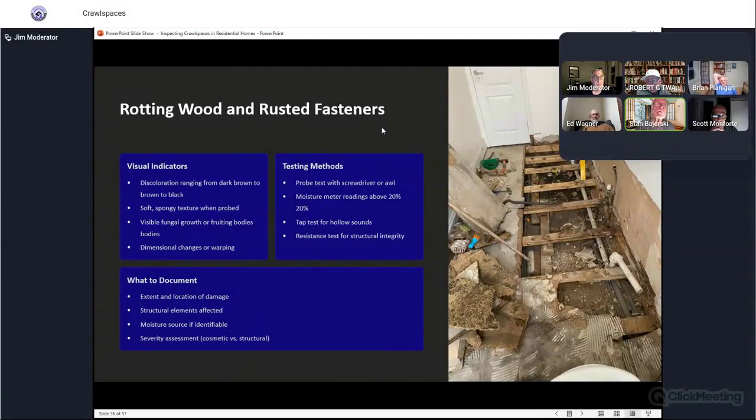Rusted fasteners, rotting wood, probably more prone in a crawl space than a basement. But that's why you've got to get in there to look around, probe, see what you've got, how bad it is. And document, no matter what type of foundation or configuration, the extent and locations of the damage, the structural elements affected, the moisture source, if identifiable, and the severity of the assessment, cosmetic versus structural. You could stick your screwdriver in there a couple inches, you've got a problem. If it's compressed, you've got a problem.